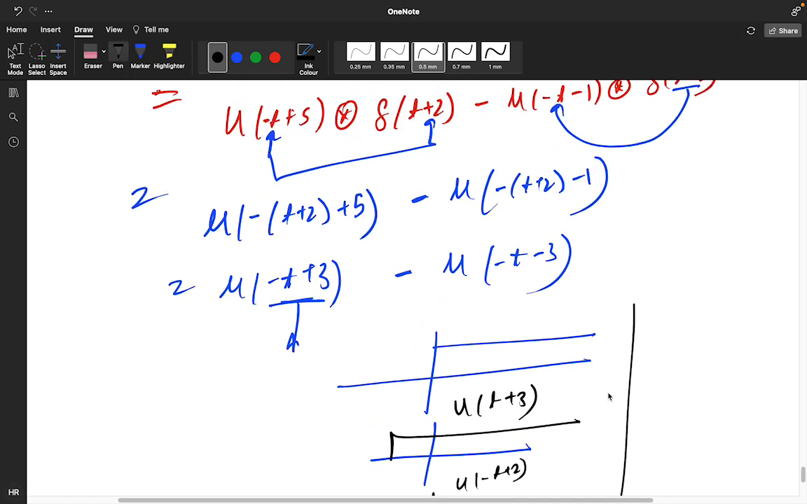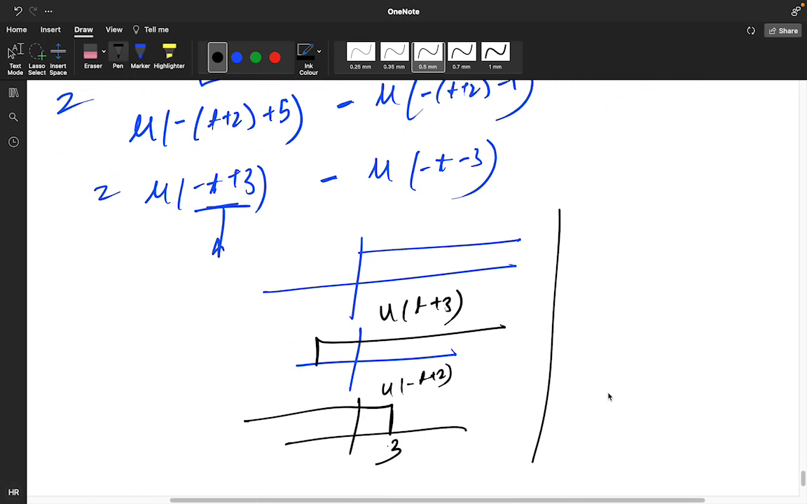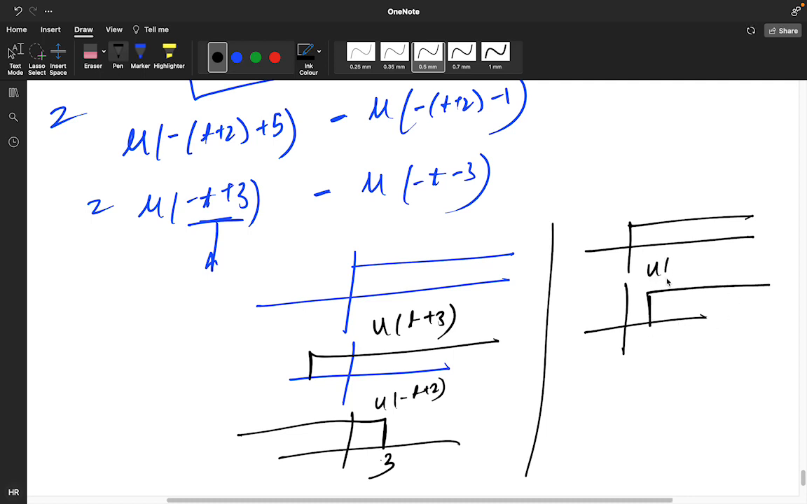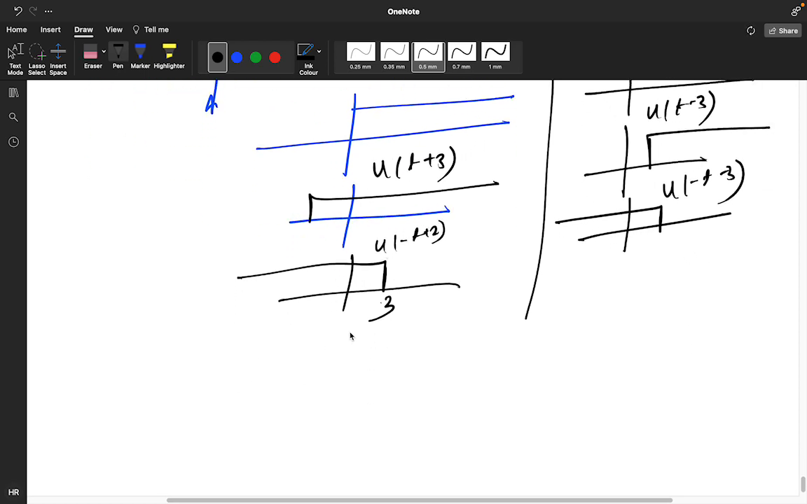What about this, u of minus t minus 3? So u of t is this. U of t minus 3 is this. This is u of t minus 3. And u of minus t is like this. So this is u of minus t minus 3. Okay, this value we are getting like this.